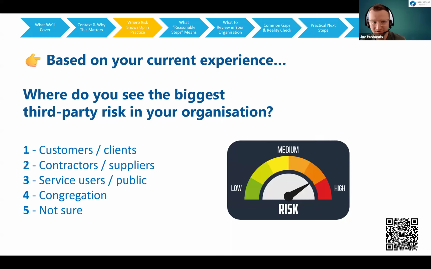Number one, customers and clients. Number two, contractors and suppliers. Number three, service users, the public. Number four, congregation. And number five, you're just not sure at this point in time. Give you a moment to put a number in the chat. One, two, three, four, or five.